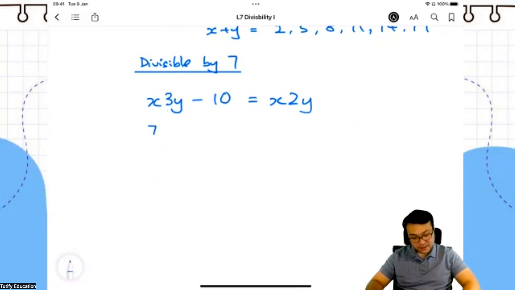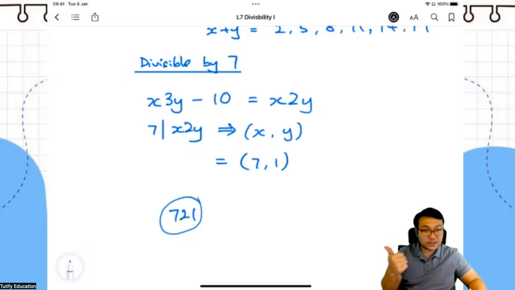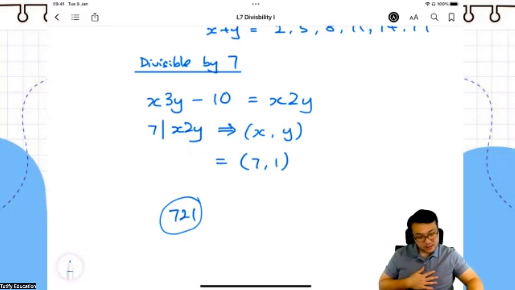Therefore, we must say that 7 divides x2y. And what is the possible value of x2y? Okay, 7 divides x2y, and therefore, what are the possible values of x and y? Let me give you one first, 7 and 1. So, for example, x equals 7, y equals 1. Is this divisible by 7? Definitely, because 700 can be divided by 7, and the number 21 also can be divided by 7. So this is definitely possible.